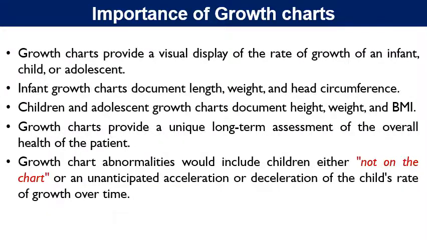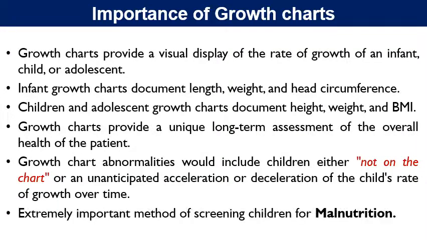Growth chart abnormalities would include children either not on the chart, deviated from the normal growth, or an unanticipated acceleration or deceleration of the child's rate of growth over time. So we will understand whether they are on track or deviated from the normal growth patterns, whether it is increased or decreased, and developmental delays, growth delays, or any abnormalities can be ruled out. It is an extremely important method of screening children for malnutrition. So we are using this tool to identify malnutrition in children.